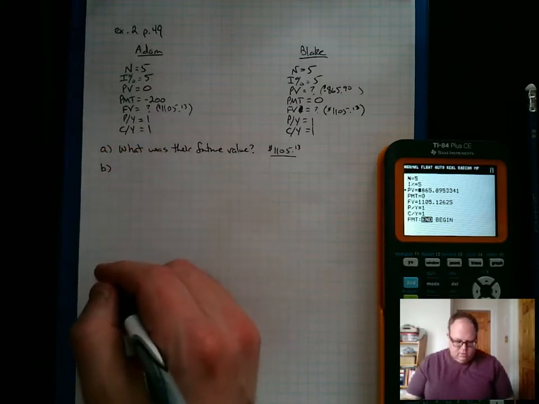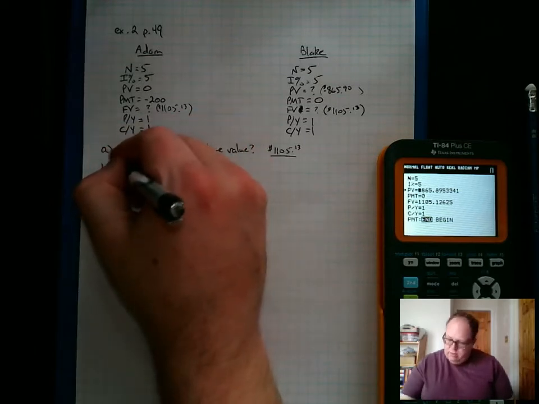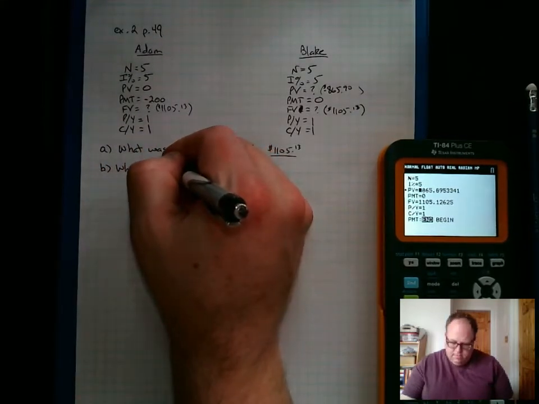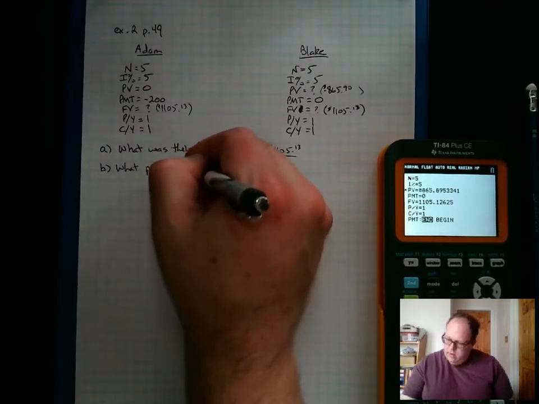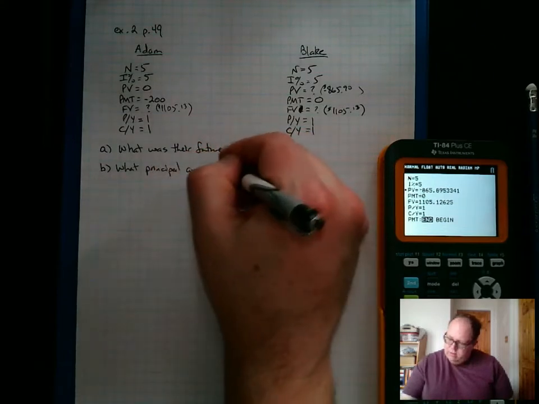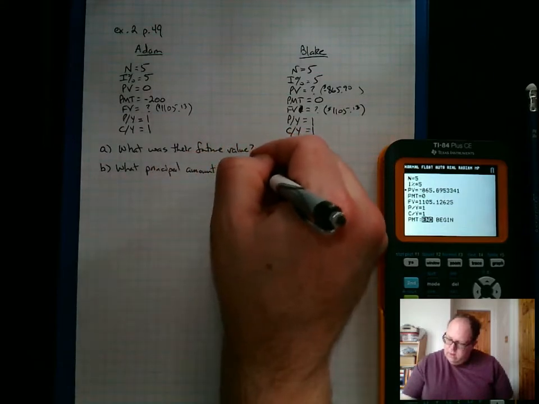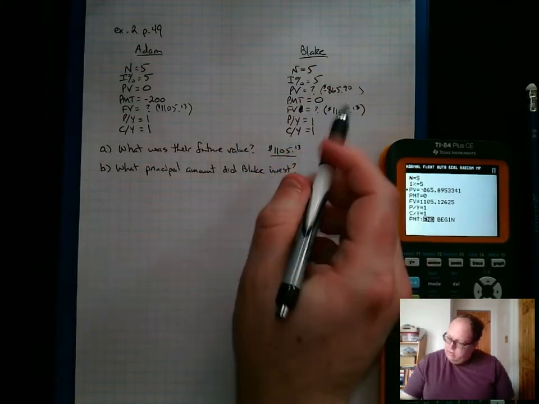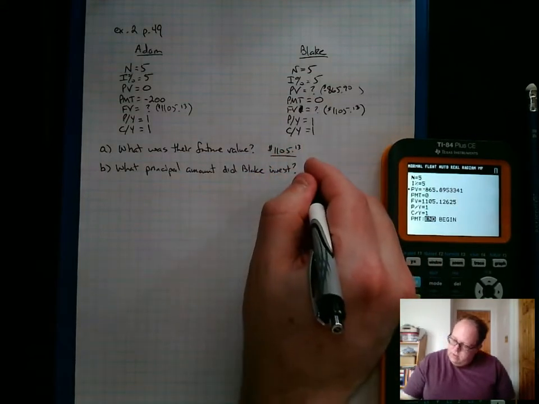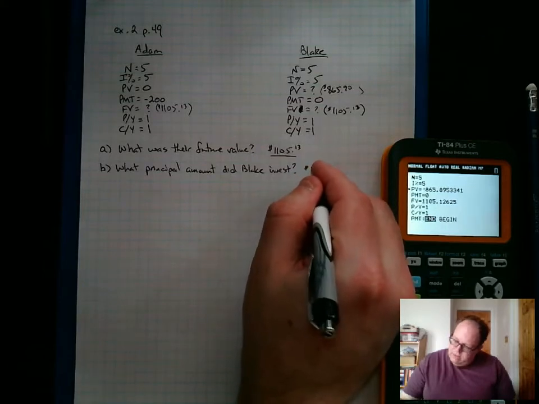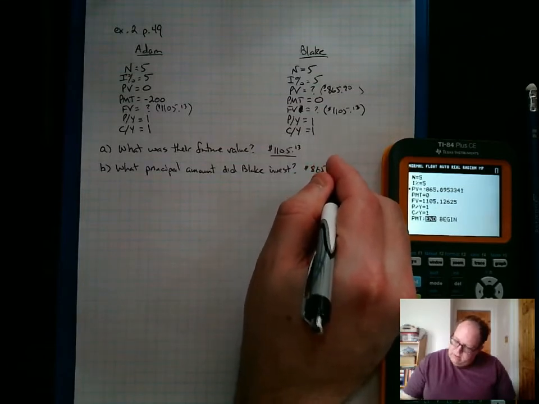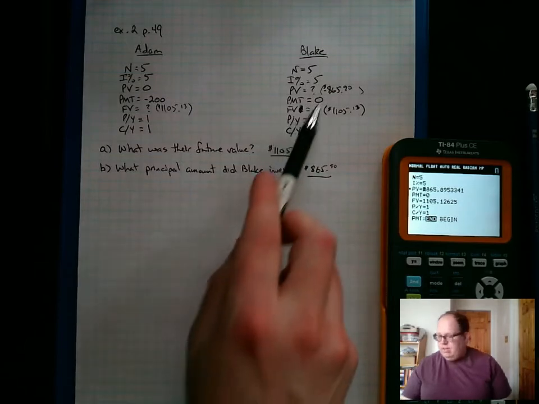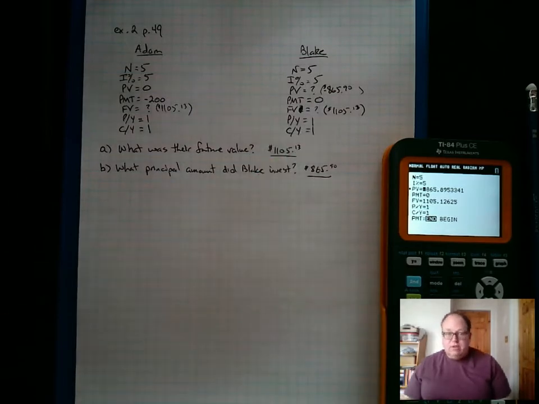A asks, what was their future value? Well, we know that's $1,105.13. B. What principal amount did Blake invest? Well, we know that as well. That's the $865.90. You don't need to include the negative there. That negative is just showing that that was money he paid out at the start of this investment.